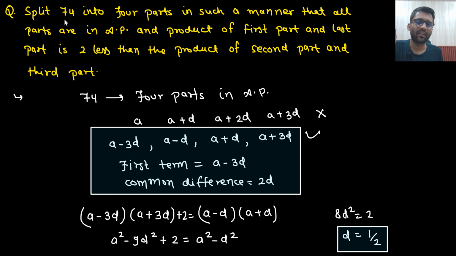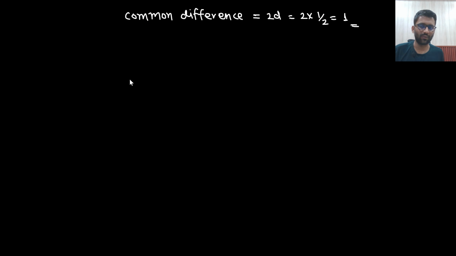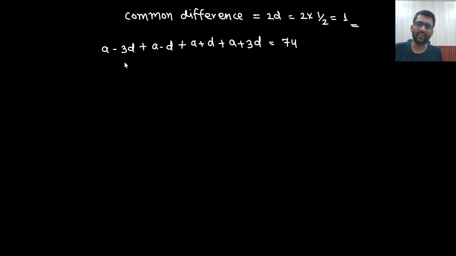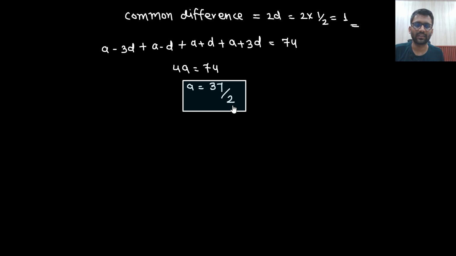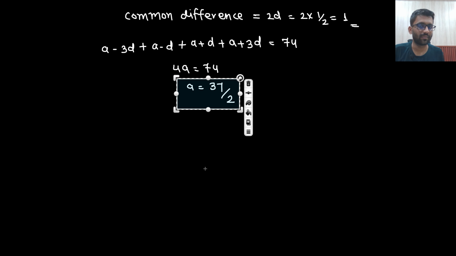So what you are splitting in? You are splitting 74 into 4 parts. So basically addition of all these is equal to 74. So a minus 3d plus a minus d plus a plus d plus a plus 3d is equal to 74. And basically 3d minus 3d, d and 3d will get cancelled and you will get 4a is equal to 74. So a you are getting as 37 by 2. So this is not the first term.